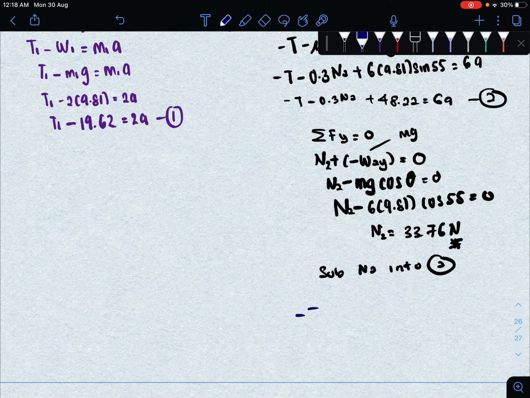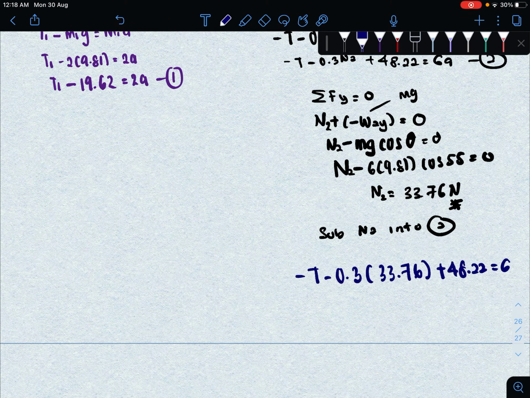So, saya nak guna color biru. Negative T minus 0.3 N2 adalah 33.76 plus with 48.22 sama dengan 6A. Then you're going to do your maths 0.3 times 33.76. Okay, kita dapat ini and then plus dengan 48.22. So you should get negative T plus 38.09 is equals to 6A dekat sini. Alright, okay. So, kita masih tak selesai dekat sini.